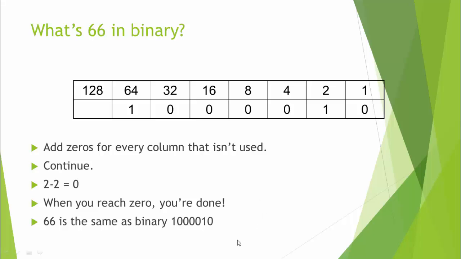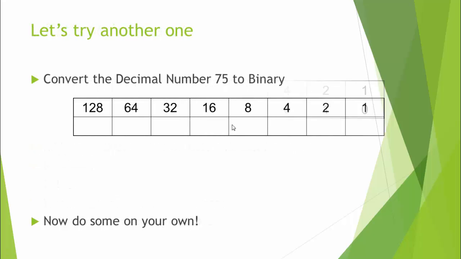66 in decimal is the same as binary 10000010. And I think you're starting to see that this table, if you take the trouble to write out this table, it makes it extremely easy to do these processes. So let's try one more. Decimal 75 converted to binary. If you want, pause the movie, do this one on your own. If you're not comfortable yet, you can go ahead and watch along with me as I work through this.